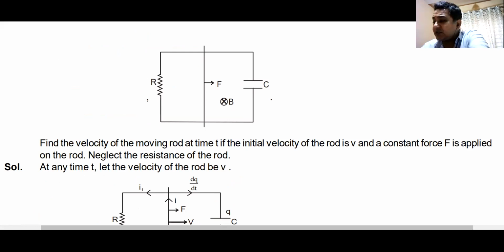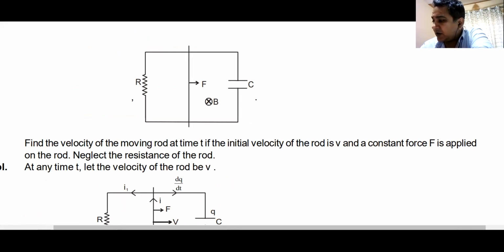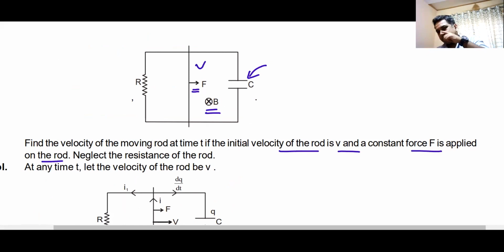Now what they have done in this question, instead of a battery, they have put a capacitor. You applied a constant force F. The magnetic field is B. Find the velocity of the moving rod as a function of time. Initial velocity is V and a constant force F is applied. How do you do this? Here they have combined more than two elements. They have combined a capacitor also. Don't need to panic. Just think it out. I'll give you 2 minutes.